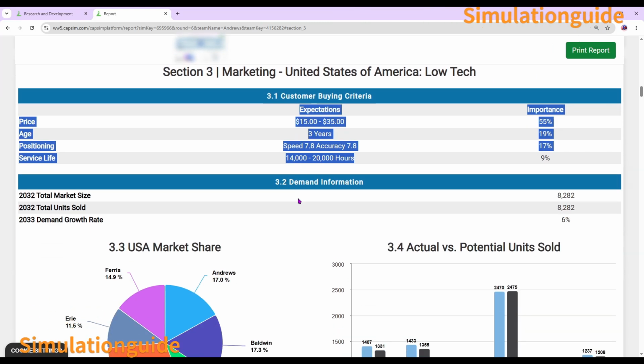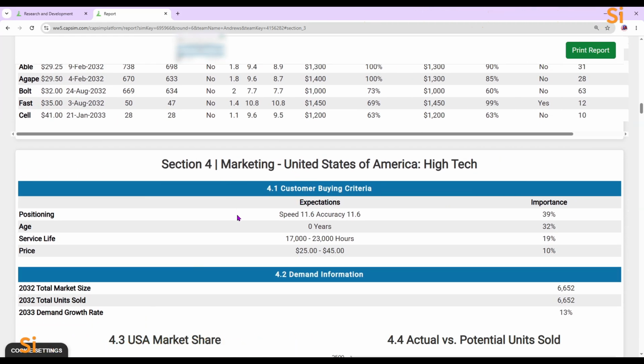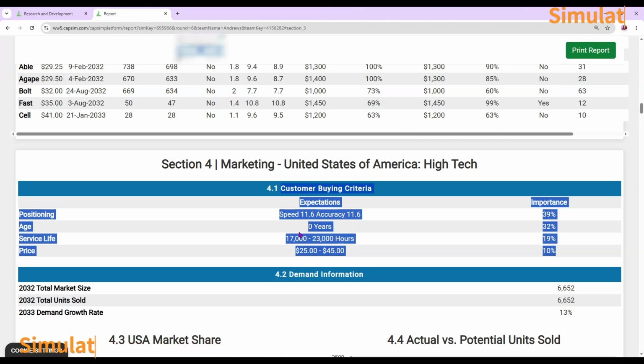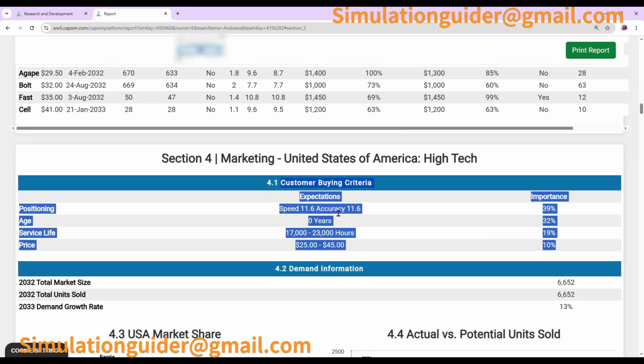Next is the high tech of the USA market. Here we have the customer buying criteria. Customers expect a speed of 11.6 and accuracy of 11.6, with 39% importance. 0 years for the age has 32% importance. 17 to 23,000 hours for the service life has 19% importance. Lastly, for pricing, they need around 25 to 45, and it has 10% importance.